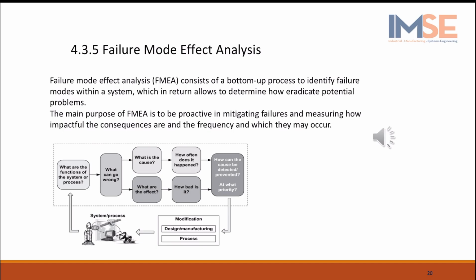The main purpose of FMEA is to be proactive in mitigating failures and measuring how impactful the consequences are and the frequency in which they may occur. In doing so, they can implement the priority of what to look at, what can be removed, and what can be left in the implementation of the system. It is done in sections, which we'll review on the next slide.